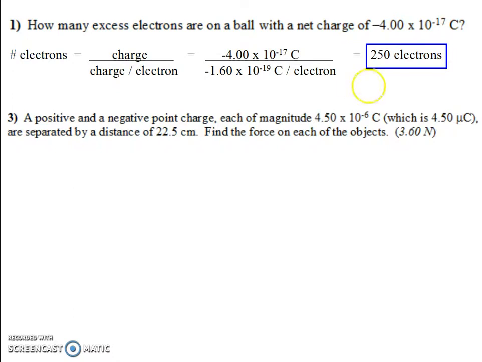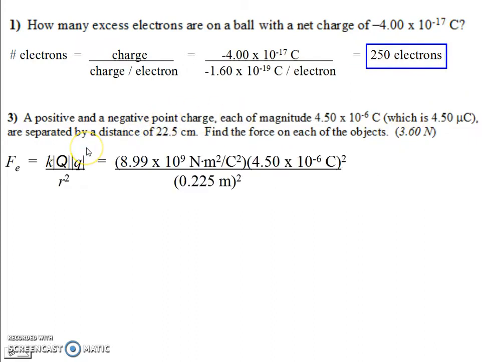Okay, so now we're talking about some more realistic charges here, right? 10 to the -6, or microcoulombs. These are the sort of numbers we'll be dealing with. And I said they're point charges, so we know we can use Coulomb's law. So you just go ahead and put your numbers in. There's nothing fancy here. There are 2 different objects here.